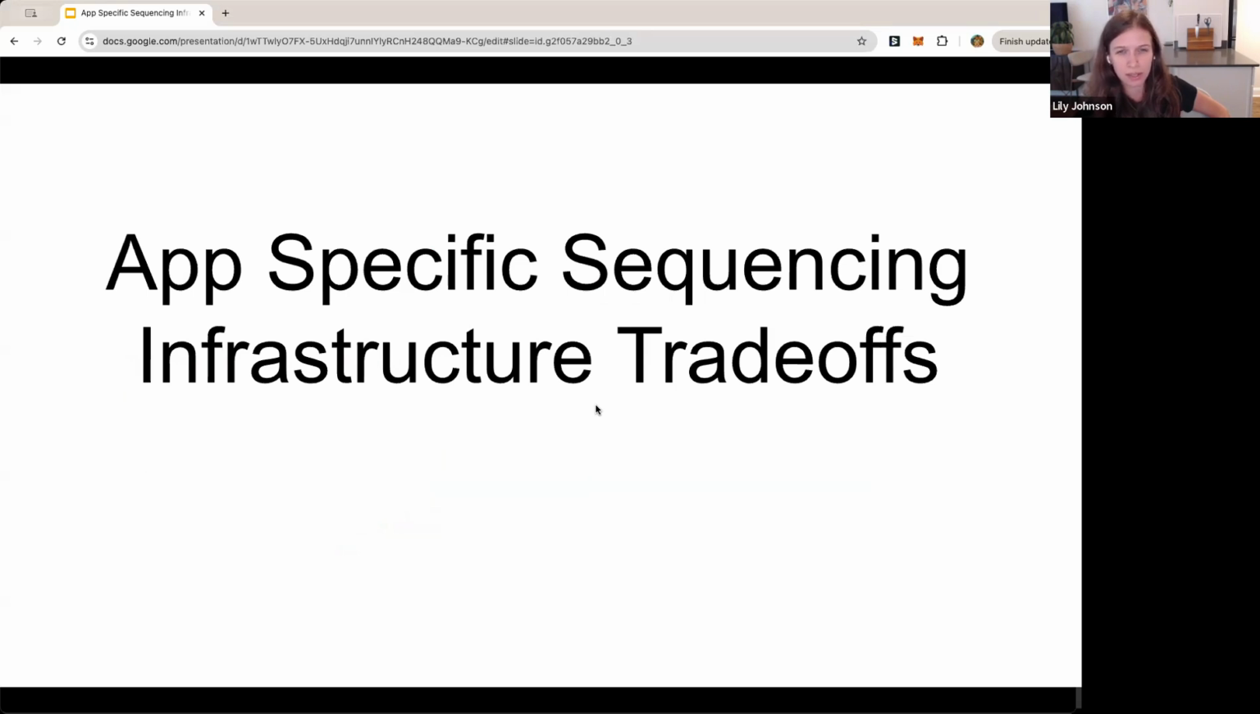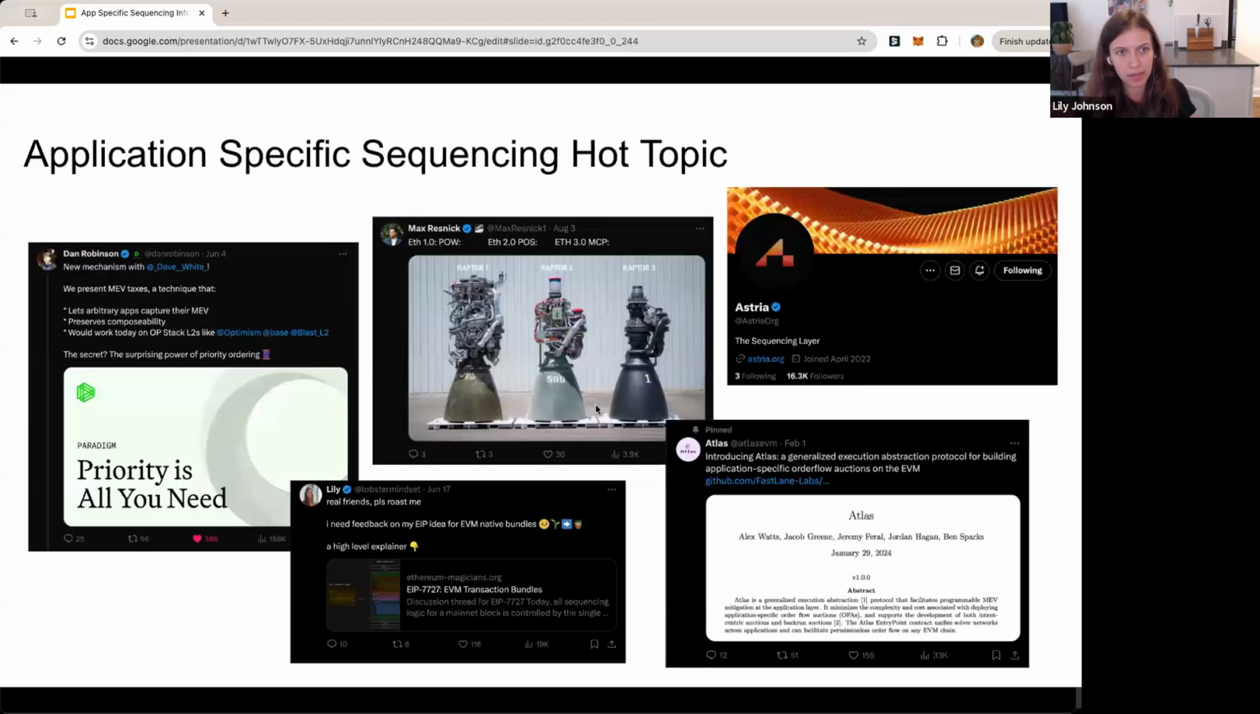I've been thinking about this topic since last October, so not too long. I feel like this is a newer topic space that our community is just becoming aware of. Application-specific sequencing is having its time on crypto Twitter right now. VCs are talking about it, companies are being built to explore it, and some of us researchers are just having fun writing blog posts about it.